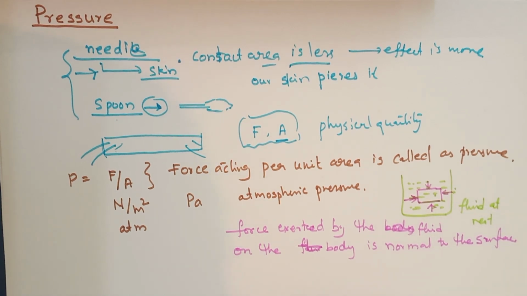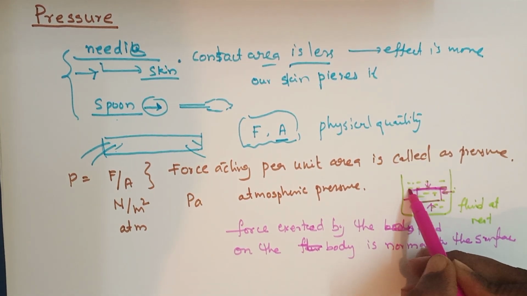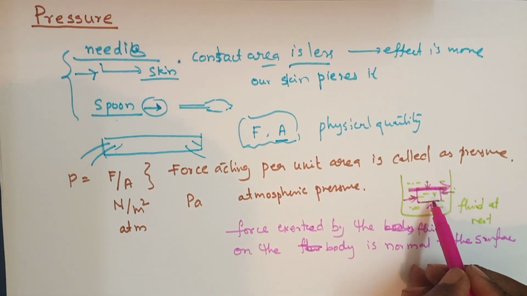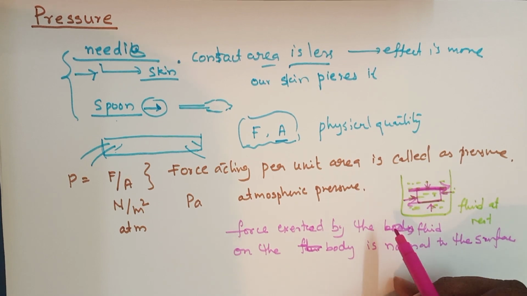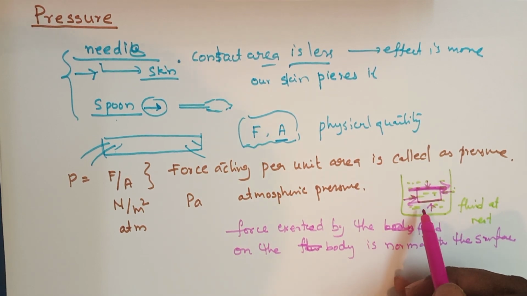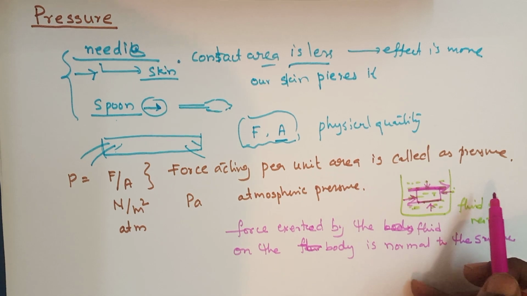Normal to the surface. Always it is. Imagine if the force is tangential to the surface. What happens? Generally, the force exerted by the liquid cannot be parallel to the surface, right? This is simply a consequence of Newton's third law. If a force parallel to the surface is there, it will cause the fluid to flow.